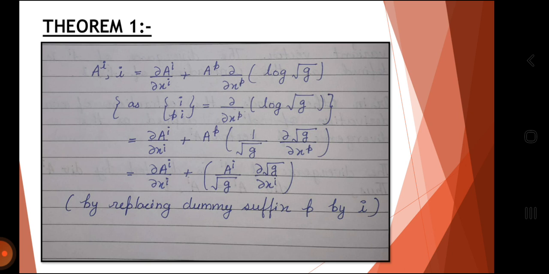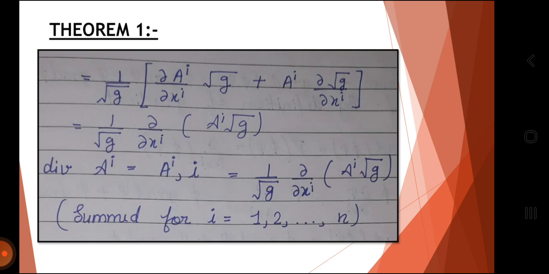By replacing dummy suffix p by i, we get 1 by root g in the bracket del A^i upon del xi under root g plus A^i del root g upon del xi, which equals 1 upon under root g del upon del xi in the bracket A^i under root g. So divergence of A^i equals A^i,i, which equals 1 upon under root g del upon del xi in the bracket A^i root g, for which i equals 1 2 till n.